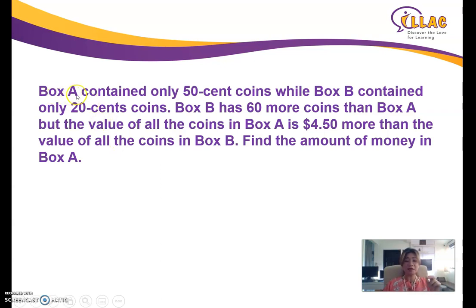Okay, so box A contained only 50-cent coins while box B contained only 20-cent coins. Okay, very simple. A has 50 cents, B has 20 cents. Very clear. So box B has 60 more coins than A, but the value of all the coins in A is $4.50 more. Box B has more coins, but A has got a higher value. So you see there is the quantity and the value coming out. Straight away in your mind, you know value and quantity, separate them. Okay, once you can separate them, you'll be able to find the amount of money in A ultimately.